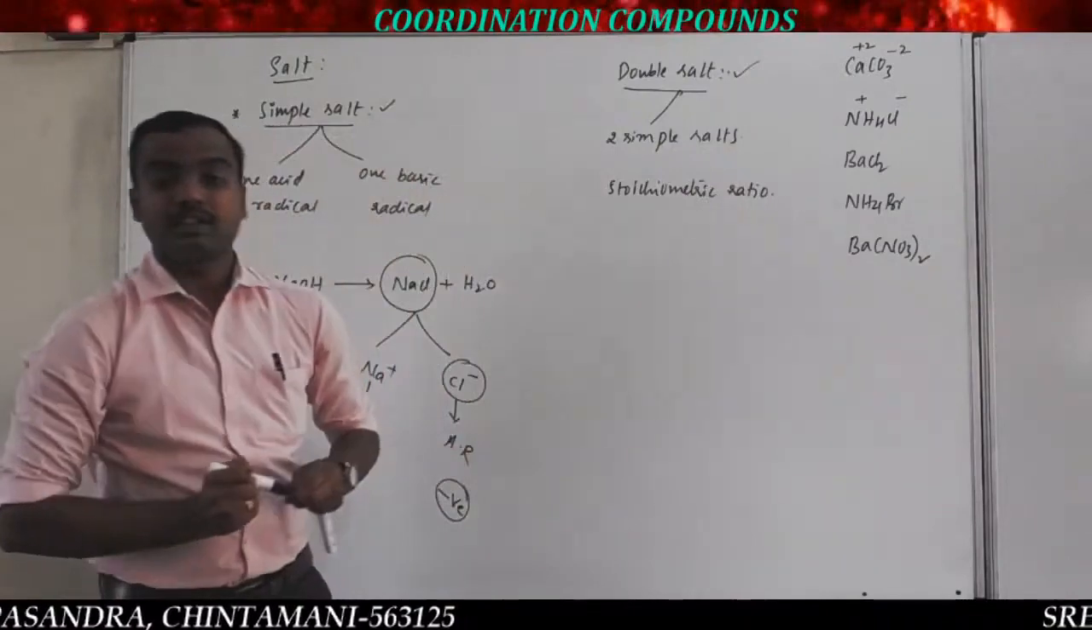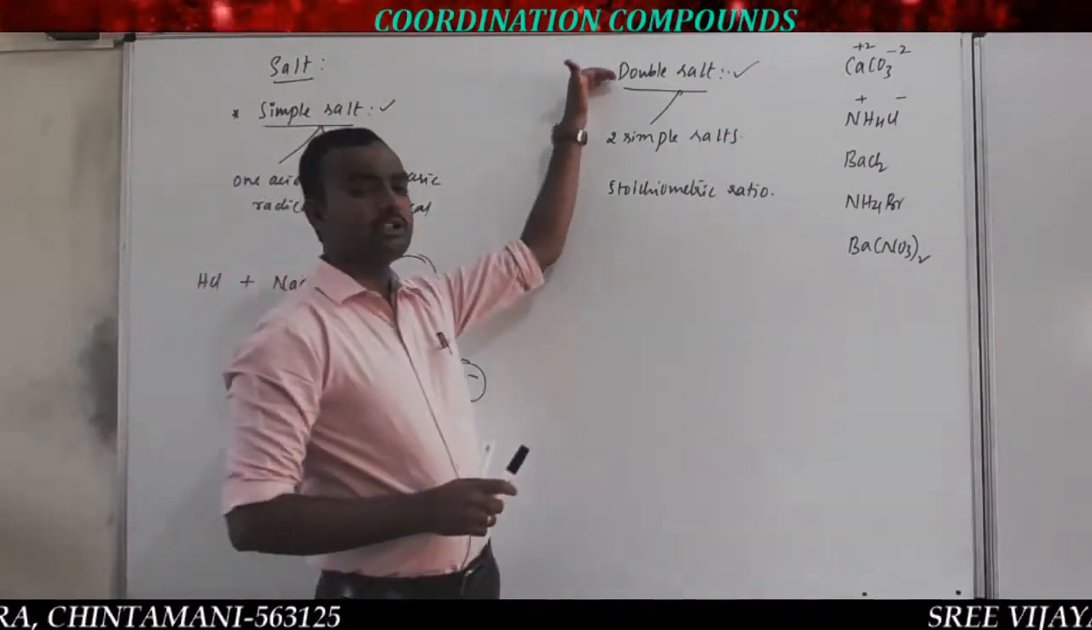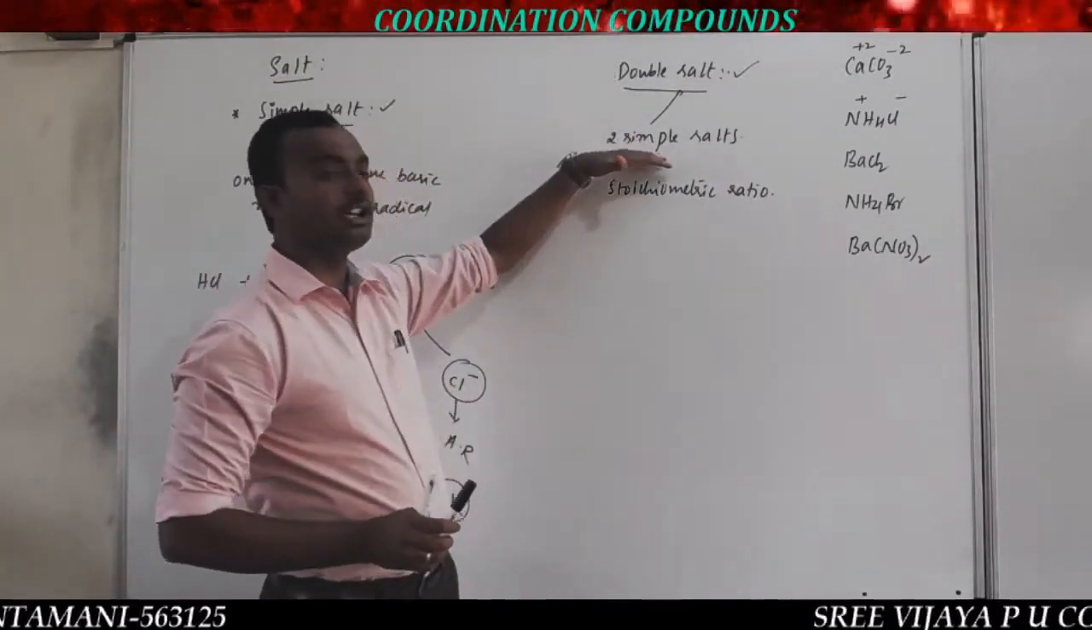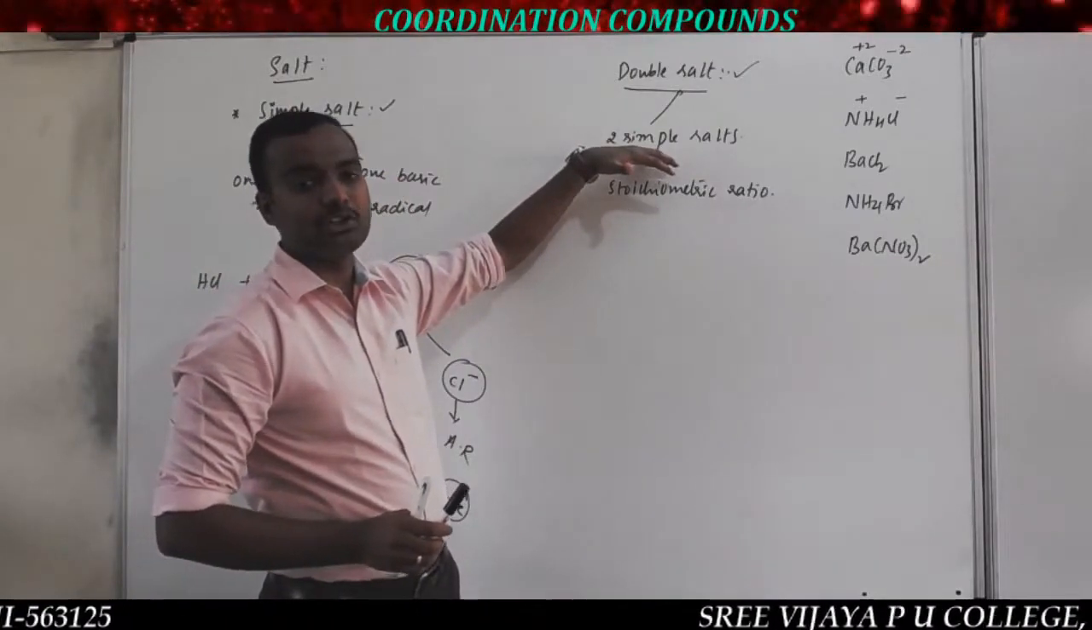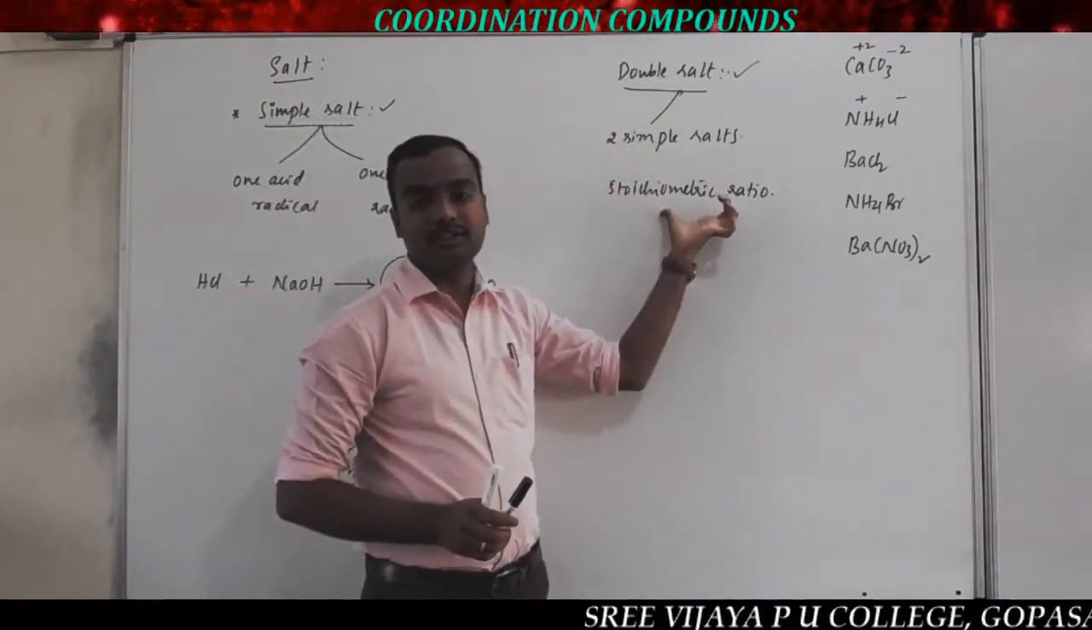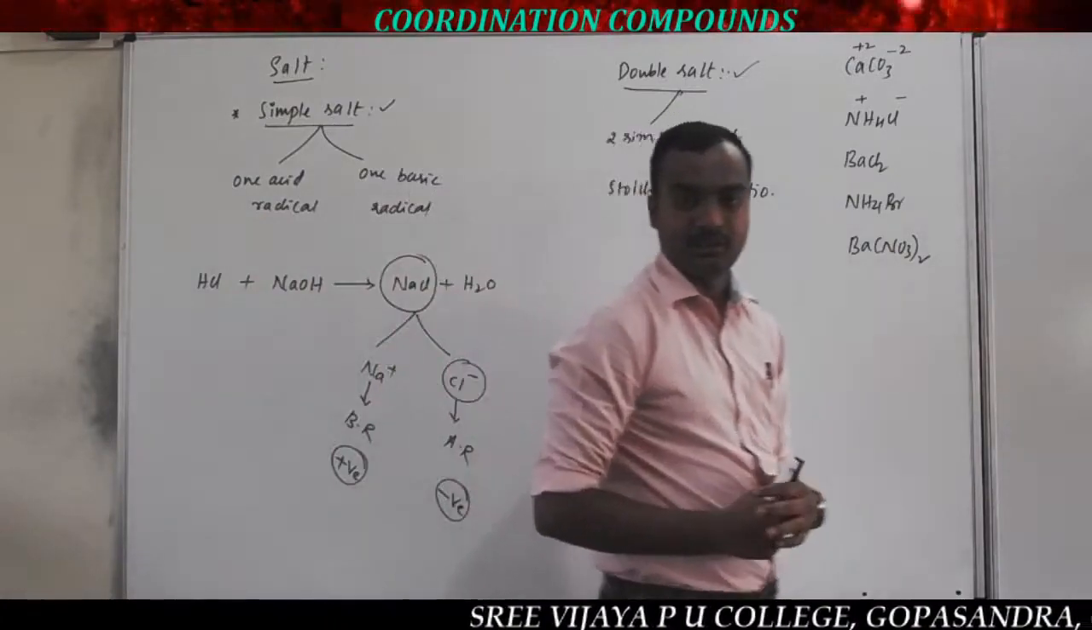So what is the meaning of double salt? A double salt is one which consists of a combination of two simple salts in a perfect stoichiometric ratio. That is called a double salt.